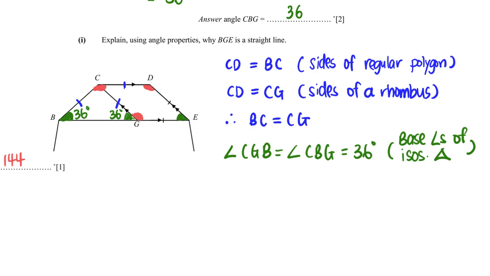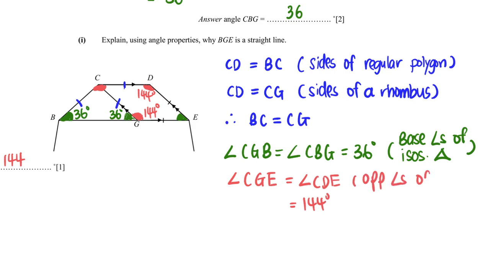Well, if I know this is 144 degrees, I also know this is 144 degrees. They are opposite angles, so angle CGE is equals to angle CDE, which is 144 degrees. This one is because of the opposite angles of a rhombus.